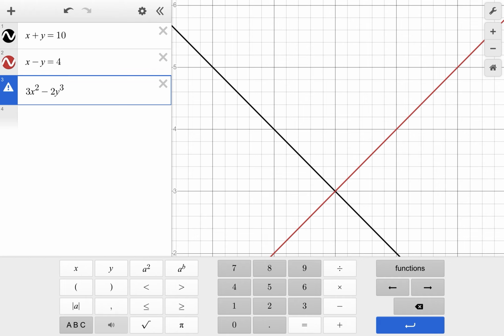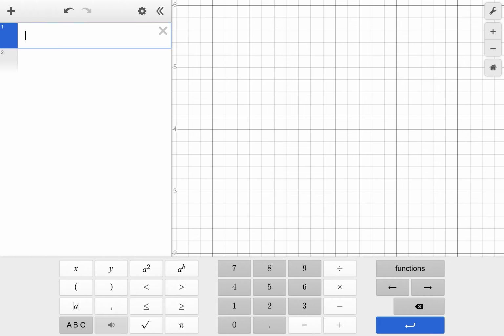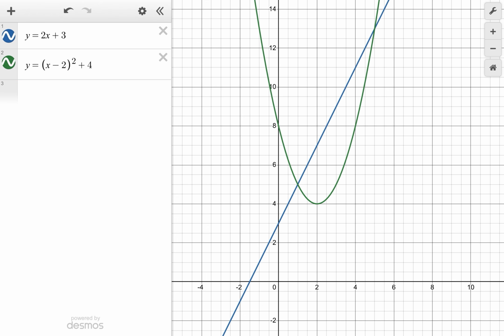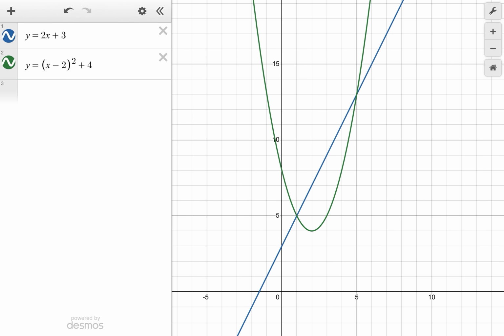The next thing is, let's say you're given a graph of y equals 2x plus 3, and you're given a graph of y equals x minus 2 squared plus 4, right? So you're given those two graphs, and you can see here that they intersect at 2 points, right? Like I said earlier, there are some times when these systems might intersect at 2 points, and this is one of those cases, right? Usually happens when you have like a quadratic and a linear function, but it could also be many other things. So these intersect at 2 points.